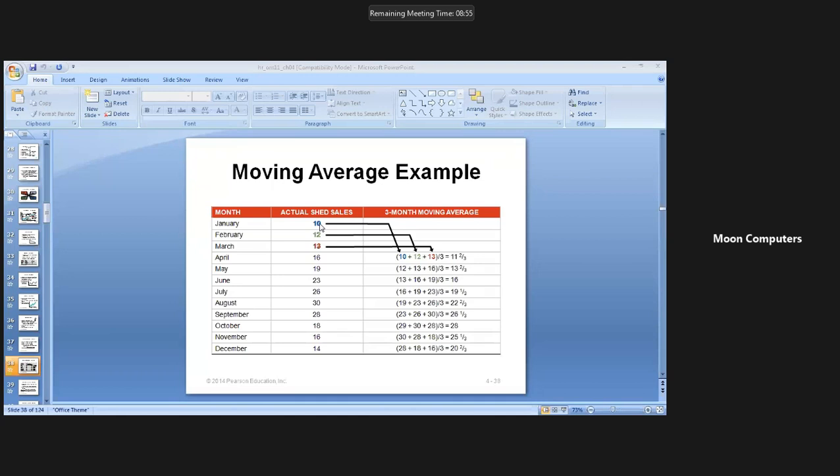So the moment you associate a weightage, that will become the weighted moving average method. That is why we have this method. We call it the weighted moving average method.